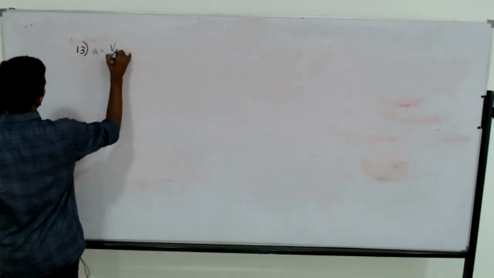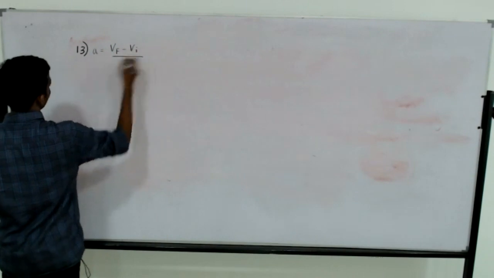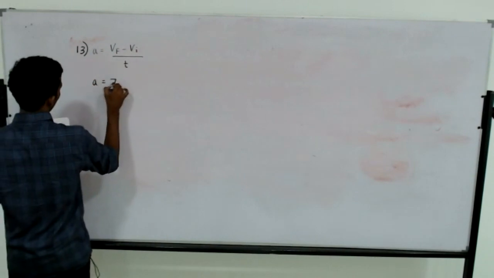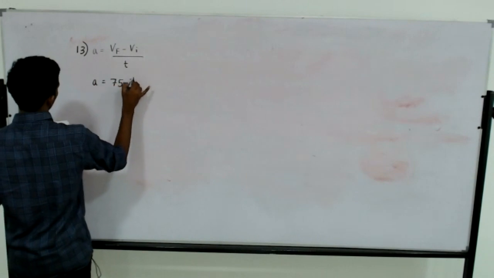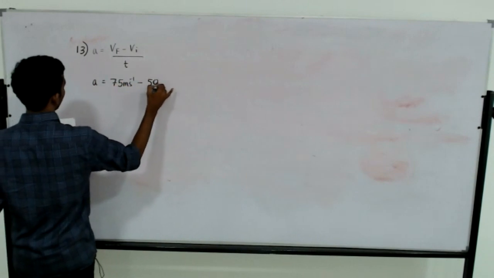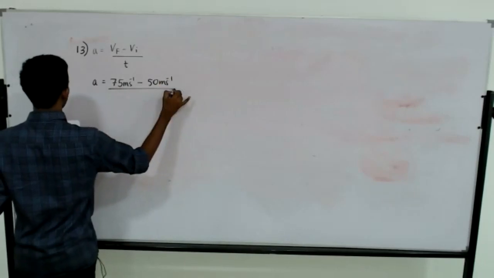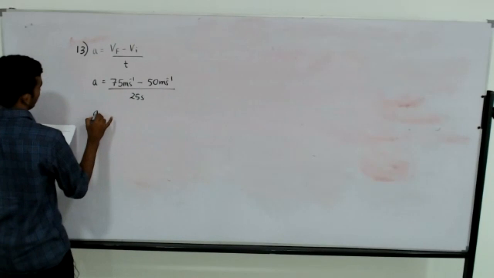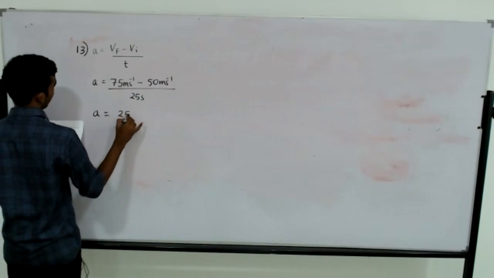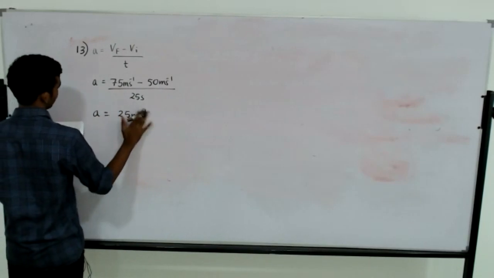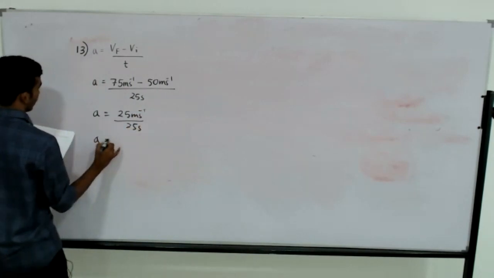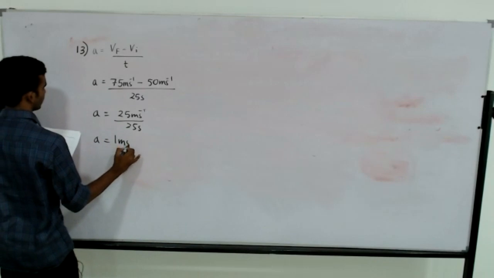Acceleration is equal to final velocity minus initial velocity divided by time. Final velocity is 75 ms to the power minus 1, initial velocity 50 ms to the power minus 1, time is how much? 25 seconds. That is going to be 25 ms to the power minus 1 divided by 25 seconds. How much? 1 ms to the power minus 2.